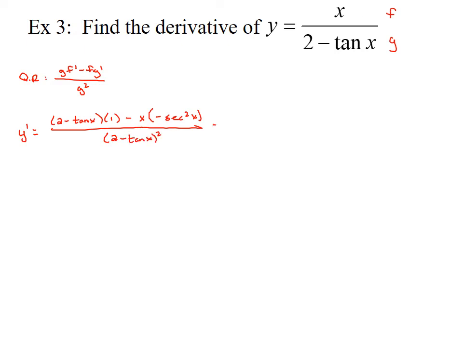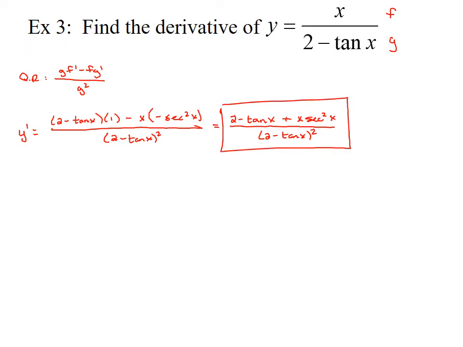Clean up your numerator like we did in the last section. This would be 2 minus tangent of x plus x secant squared of x all over 2 minus tangent of x all squared. That's the most it's going to simplify, and I'm happy if you get right there. So kind of like the product rule, the quotient rule wasn't much more difficult. You just have to be able to know your rules and be able to apply them using trig.